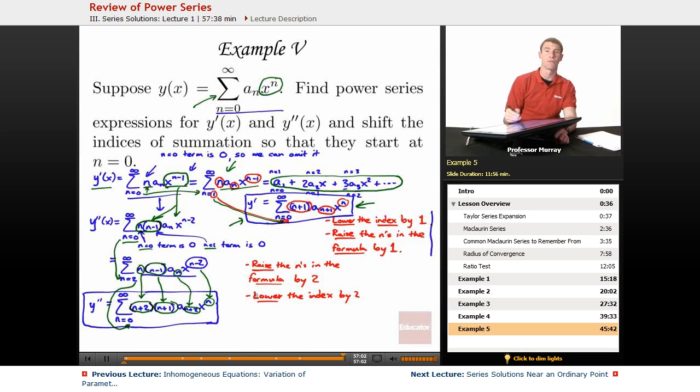And again, if that seems like magic, just expand out each one of these series. Expand out this one and expand out this one. Write out the first few terms of each one, and you'll see that you get the same series either way. So this is going to be absolutely crucial for us when we use series to solve differential equations. That's the topic of the next lecture, and that concludes our review of power series for this lecture.